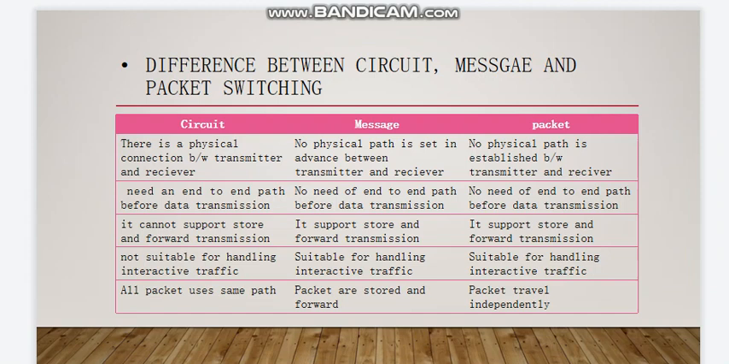Next is the difference between circuit, message, and packet switching. Number one, in circuit switching there is a physical connection between transmitter and receiver. Message: no physical path is set in advance between transmitter and receiver. Packet: no physical path is established between transmitter and receiver. Next, circuit needs an end-to-end path before data transmission. Message: no need of an end-to-end path before data transmission. Packet: no need of an end-to-end path before data transmission.